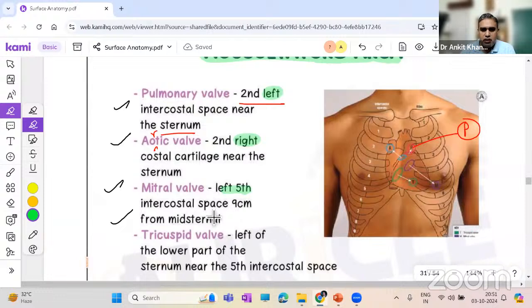Mitral: left fifth intercostal space, 9 centimeters, so it is at the apex. And tricuspid is left of the lower part of the sternum near the fifth space. Now, why are they different?